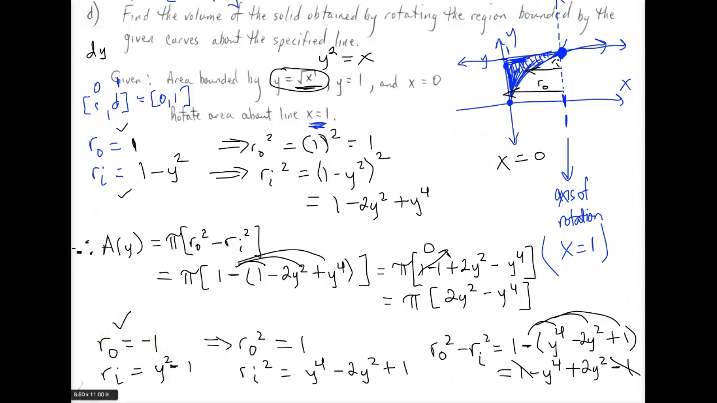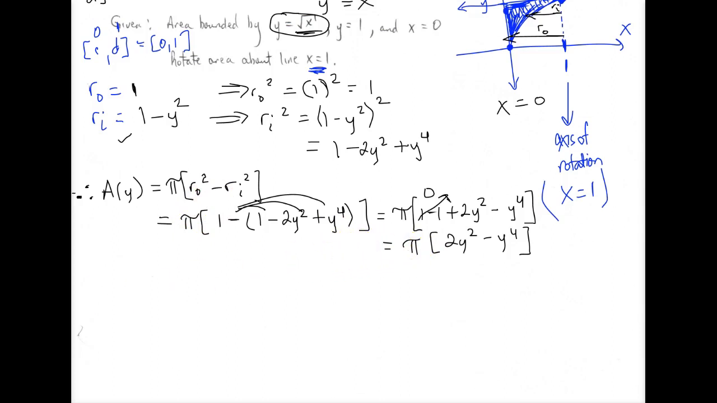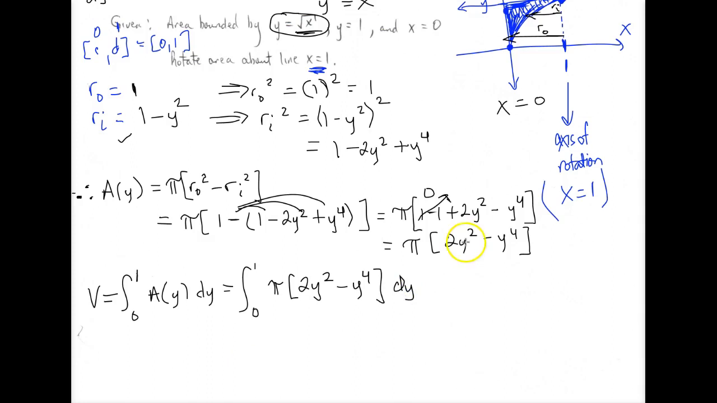and finish the problem. So now that we have our area written in terms of y, we know that our volume now is just going to be the volume from 0 to 1 of A sub y dy, where the area is just pi times 2y squared minus y to the fourth dy. And of course, from here, we'll just do antiderivative of both terms and finish it out.